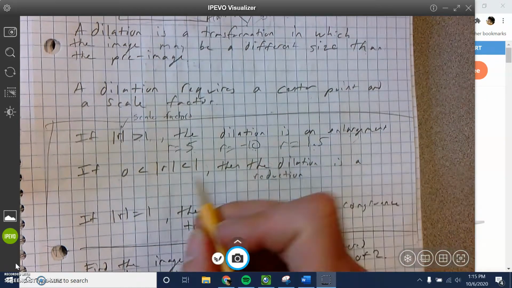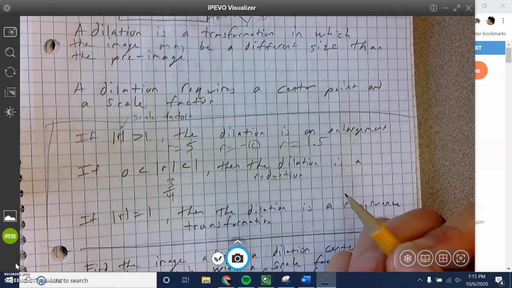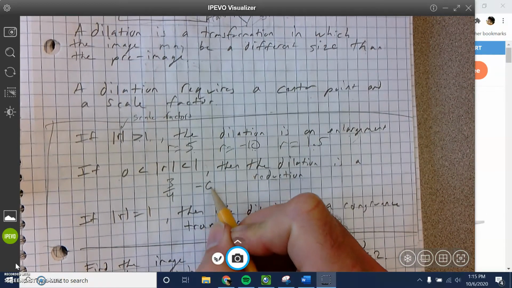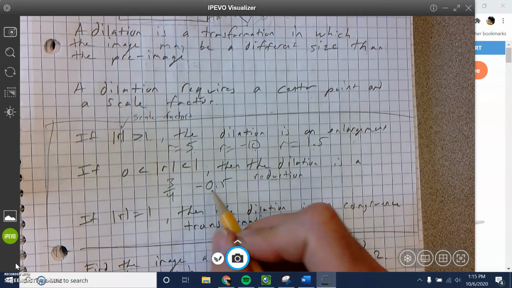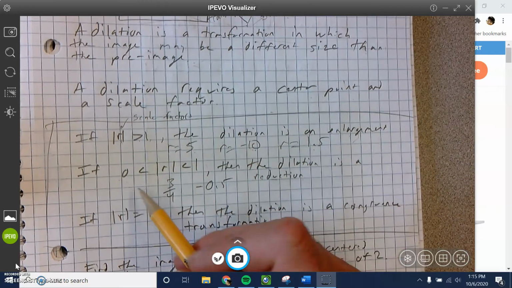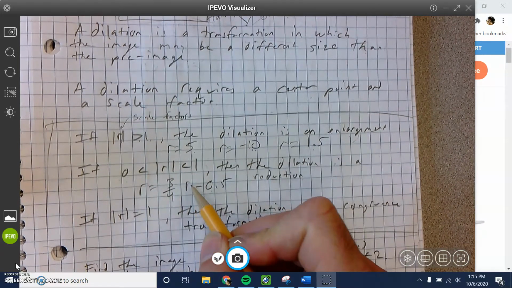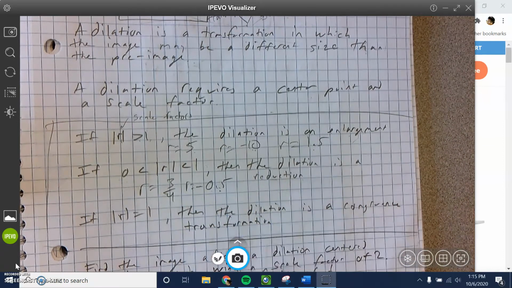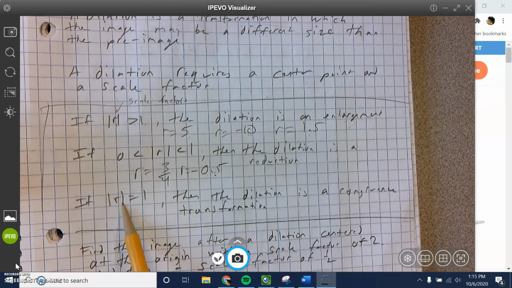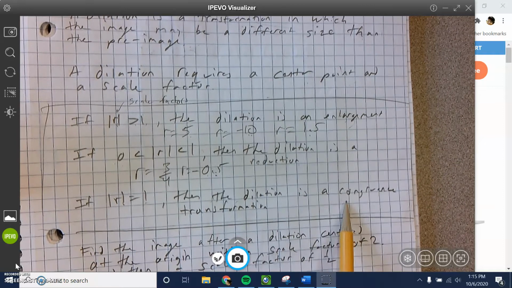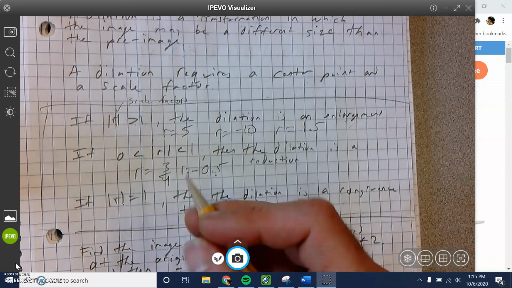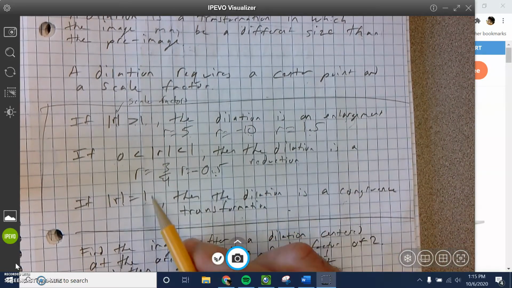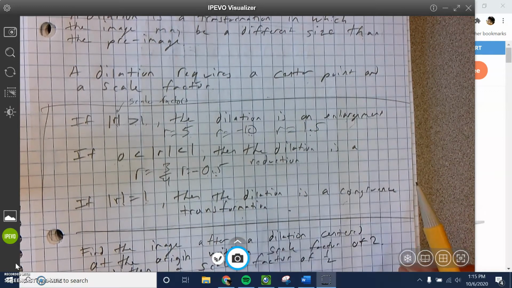Between 0 and 1, so that would be like 3/4, or like negative a half. 0.5 is a half, right? So these are examples of when the shape might shrink when you have a scale factor like that. And if the absolute value of R equals 1, then the dilation is a congruence transformation. So nothing changes, essentially. It doesn't enlarge, it doesn't reduce, it just stays the same.